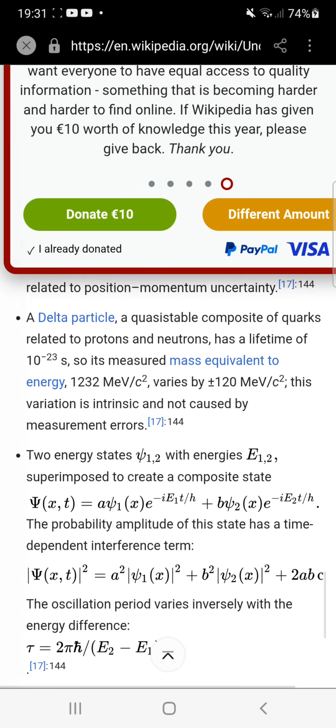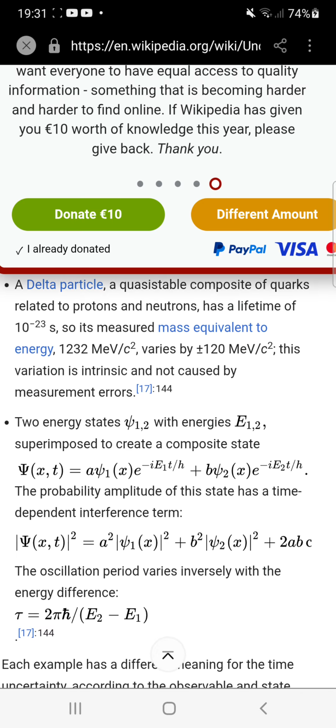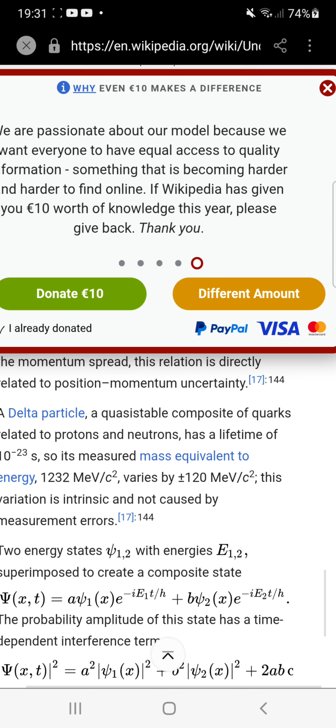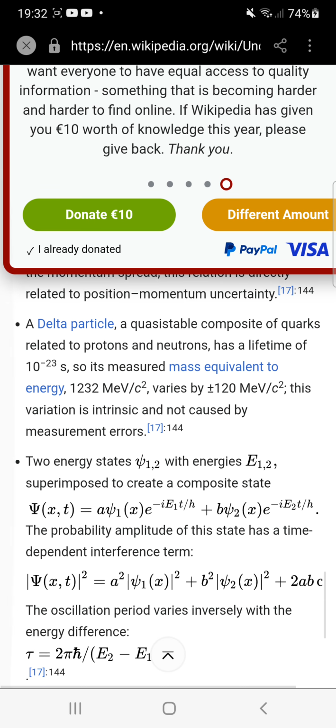A delta particle is a quasi-stable composite of quarks related to protons and neutrons, and has a lifetime of 10 to the power of minus 23 seconds.